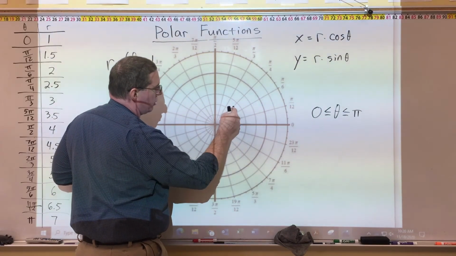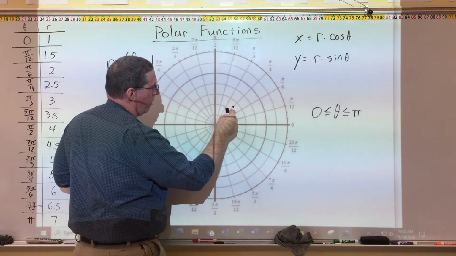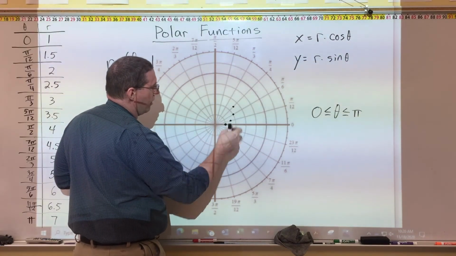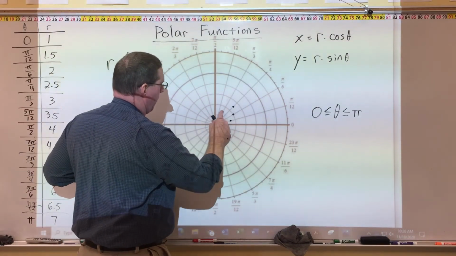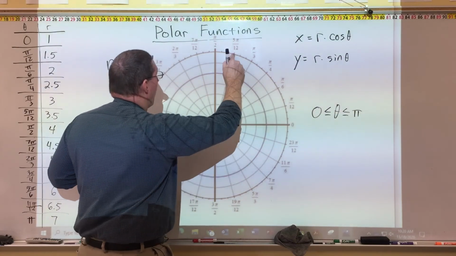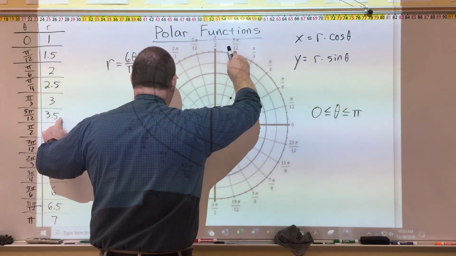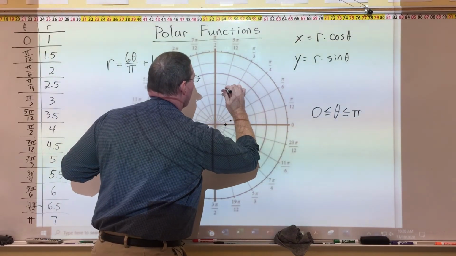Now look at this. Isn't that interesting? See, we've got sort of a curving line here. It's sort of curving up. All right? It's not a straight line. Then we're going to go to pi over 3 and 3. So here's pi over 3 and 1, 2, 3. Okay, here's 5 pi over 12, which is at 3.5. So that's 1, 2, 3.5 right here.